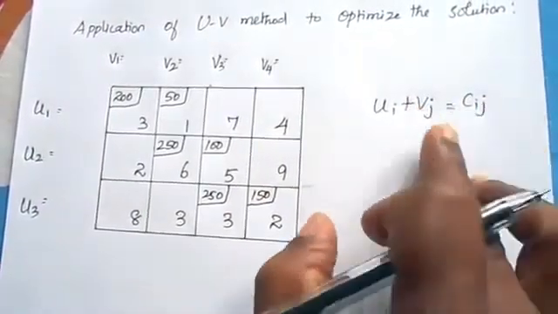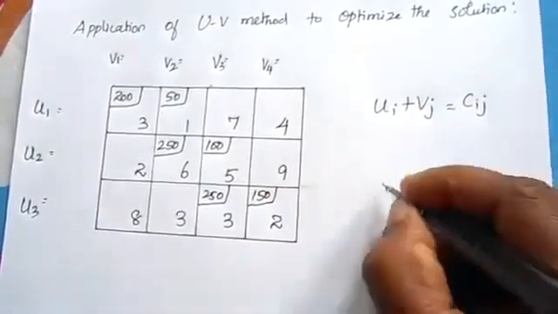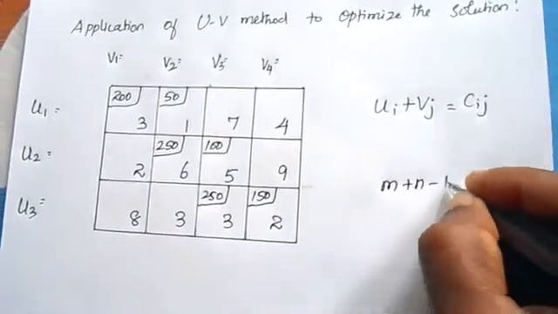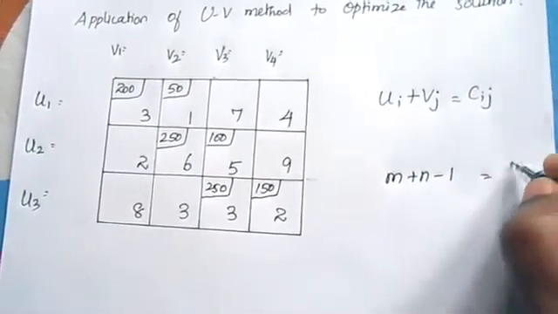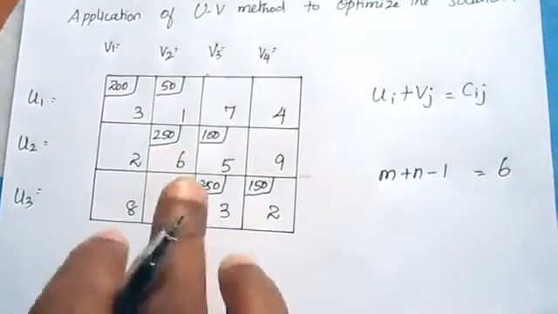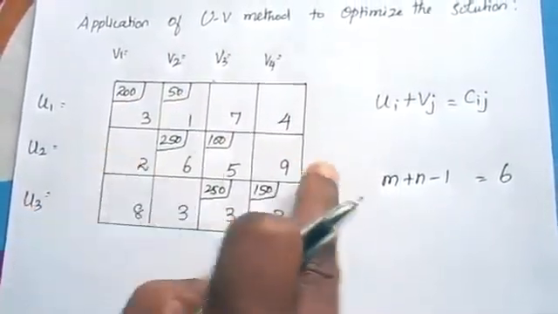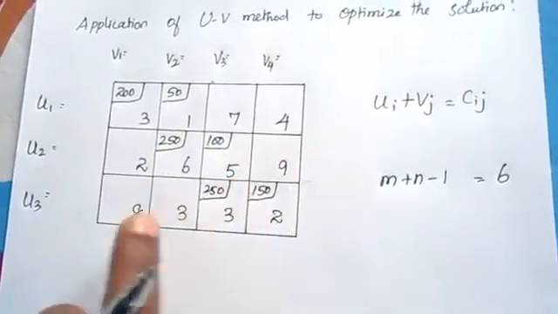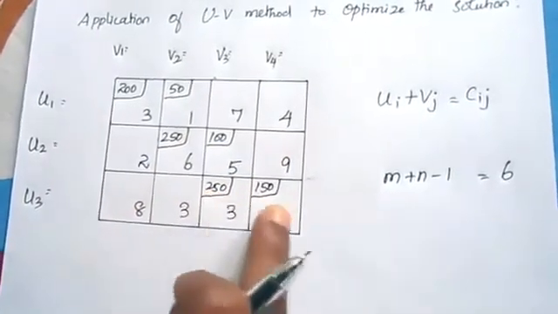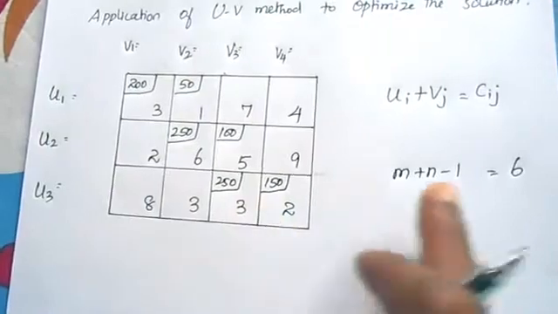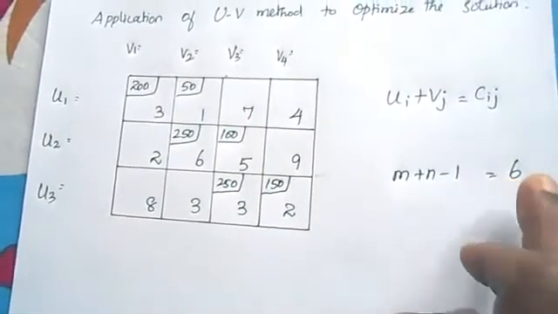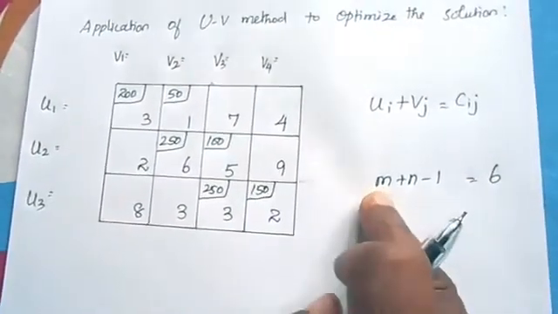Before you start this, you need to check that m plus n minus 1 is equal to the number of allocated cells. So how many cells are allocated so far? In the first row 2 cells are allocated. In the second row again 2 cells are allocated. In the third row also 2 cells are allocated. So altogether how many cells are allocated? 6 cells are allocated. M means number of rows.